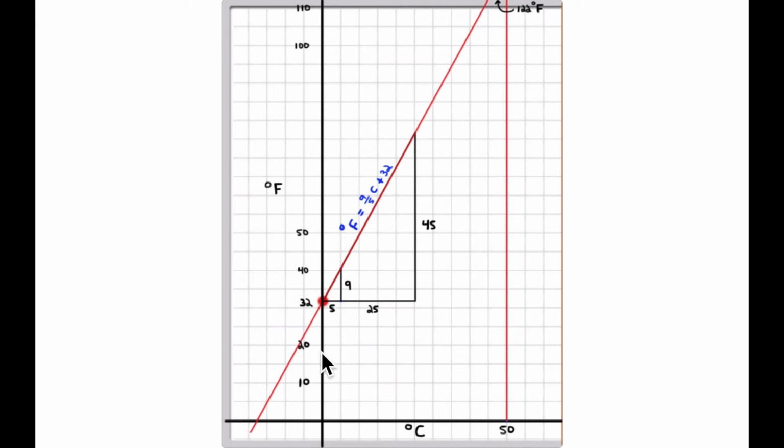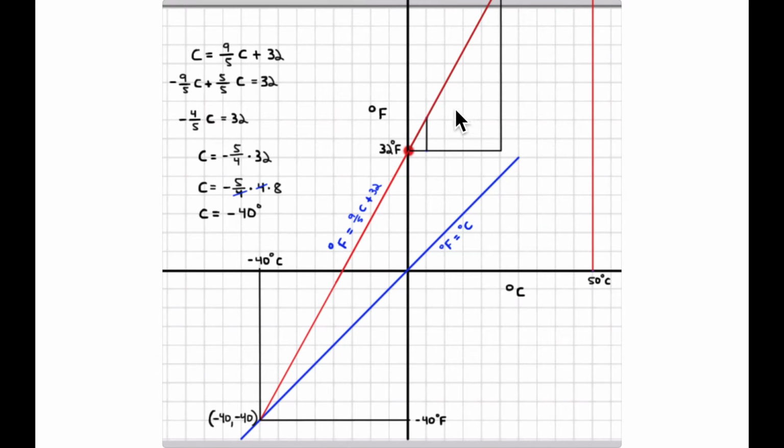So I have to expand this out a little bit because we have to get to negative 40 degrees Celsius and also negative 40 degrees Fahrenheit. So I'm going to expand this out a little bit. And so now I have negative 40 degrees Celsius on the graph and negative 40 degrees Fahrenheit. This over here is what we just got done doing, figuring out that Celsius is equal to Fahrenheit at negative 40 degrees.